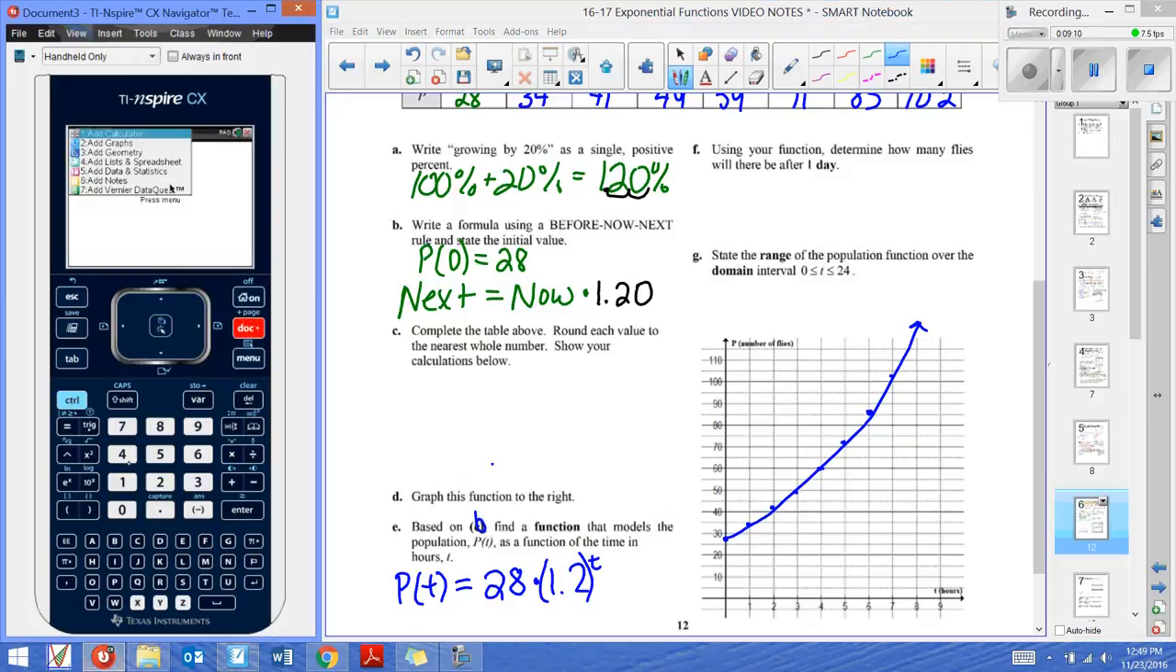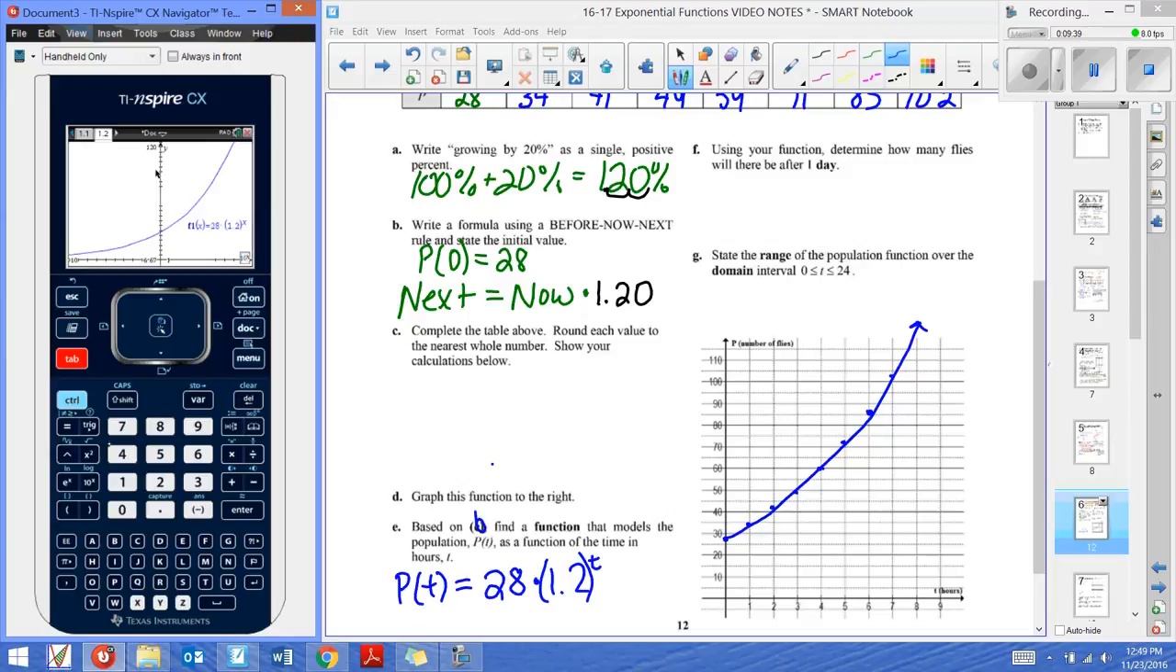Let's add a page, graph it, and I want to look at its table. So 28 times 1.2 to the, not t power, remember we have to use x, to the x power. We don't really see much going on in our graph. In fact, we don't even see anything in the first quadrant because of the window, which maybe it's a good idea to go ahead and change to something closer to what we have going on over here.